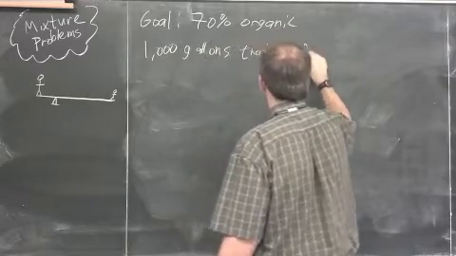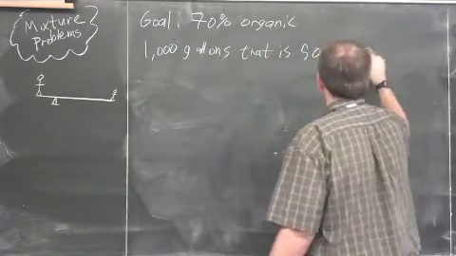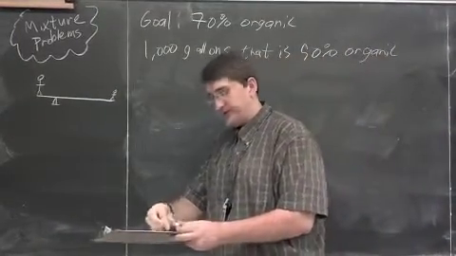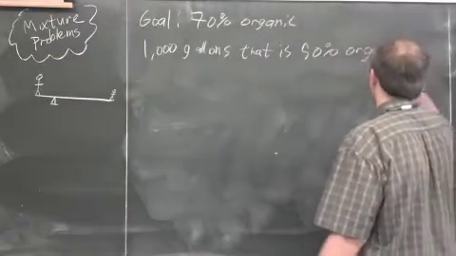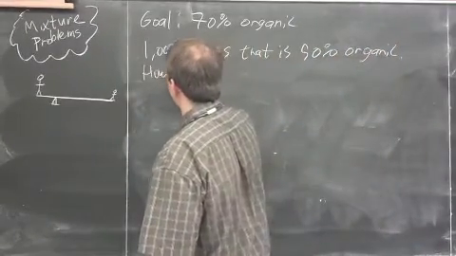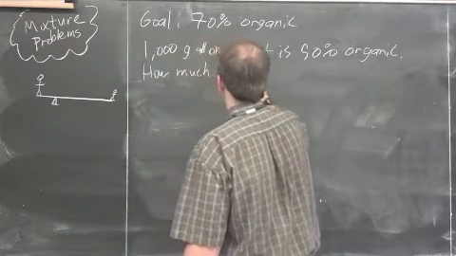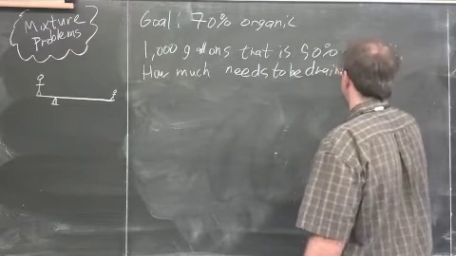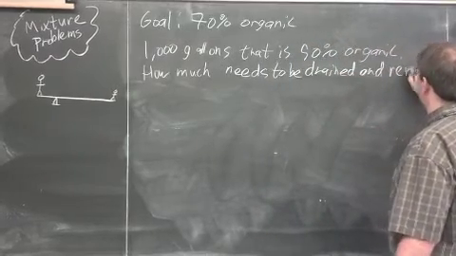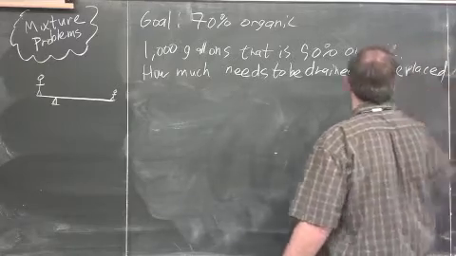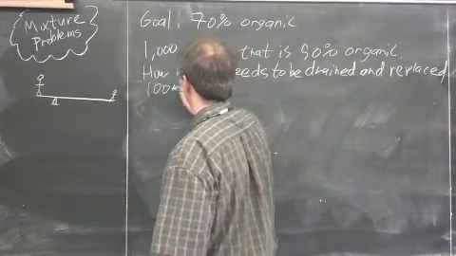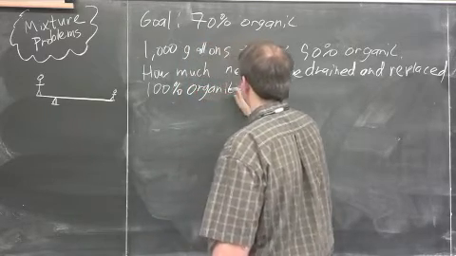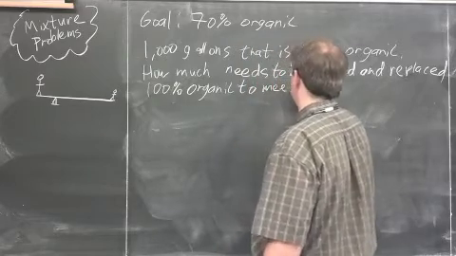That is 50% organic. How much would he have to drain away and replace with 100% organic cider to meet the minimum requirement? So, how much needs to be drained and replaced with 100% organic to meet the goal.